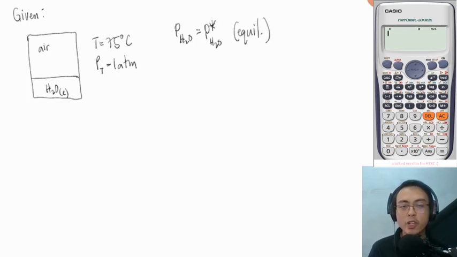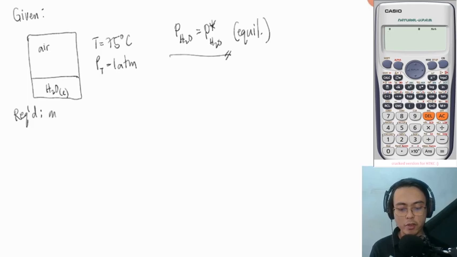Now, in majority of the problems, they will not state if it's at equilibrium. So later on, we will have to devise guidelines on when to deduce if it is at equilibrium or not. Okay? But for now, since it was explicitly stated that it is at equilibrium, we can make use of Raoult's law and Dalton's law combined. Okay, and we are asked to find out the molar composition of the gas phase.